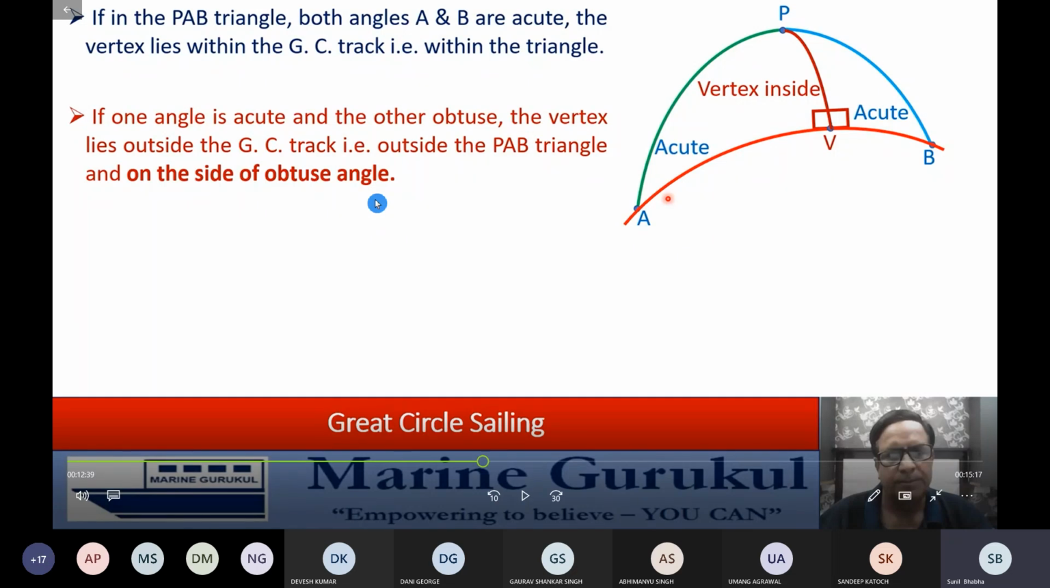So I will show you this thing now with the diagram. We will make the diagram here. Let's see.